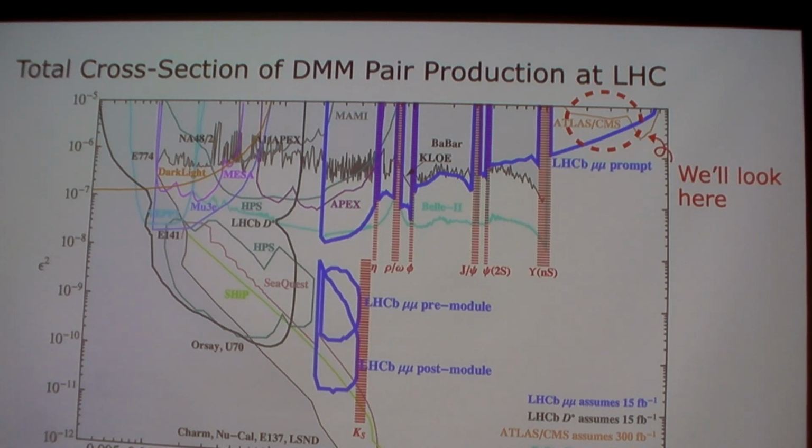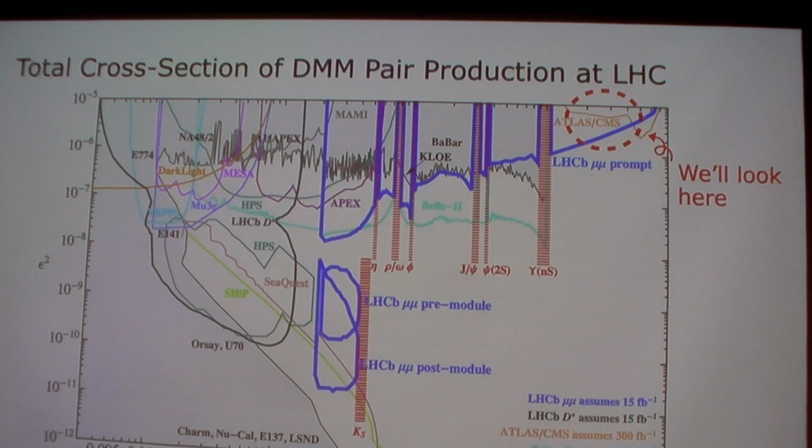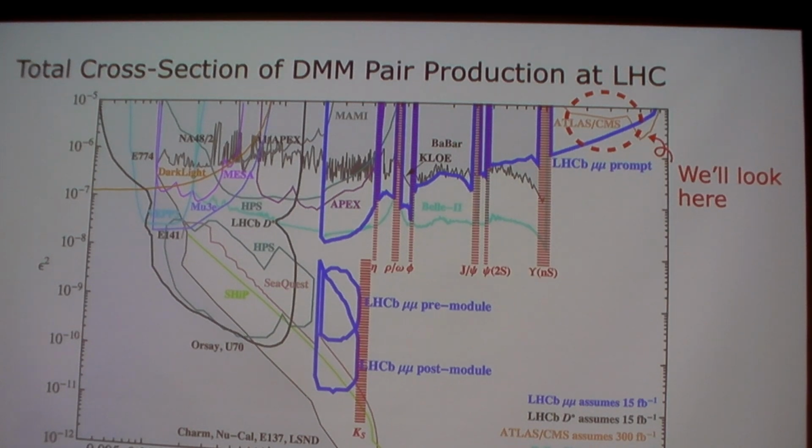But there won't be a bound on a 100 GeV dark photon from LEP, right? Yeah, the LEP bound is complicated, because LEP goes up to 208 GeV. Yeah. 150 GeV dark photon.